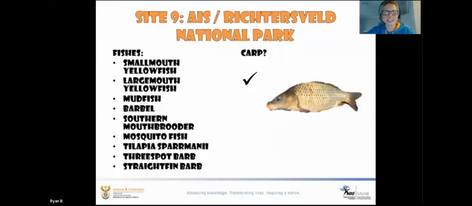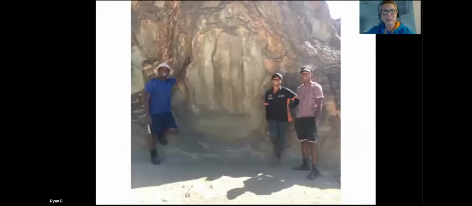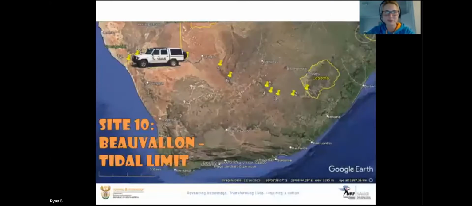So our species list continues to grow, but carp ever present. Oh, this is just another little aside. This is called the Hand of God. It's a natural structure. It's not a carving that's present within the Eisrichtersveld Park. Nothing to do with fish, but still quite cool. We liked it. We hope you do too.